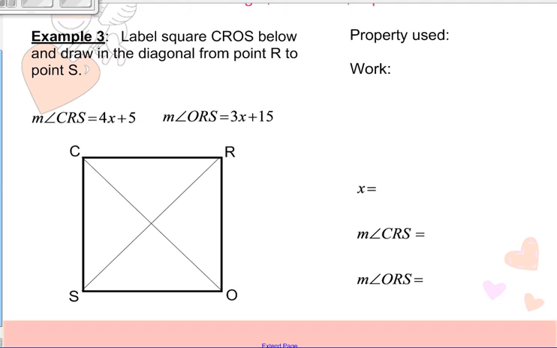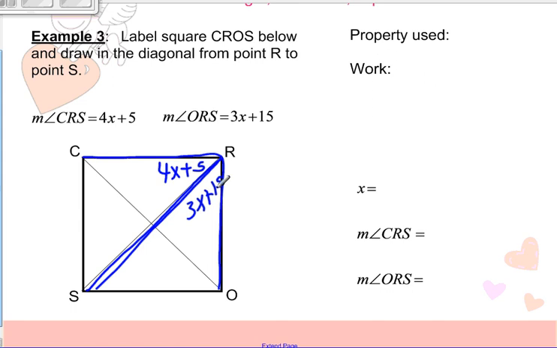Right, our third example here, we're labeling the square, and we drew in the diagonals, and we're saying that angle CRS. If you struggle to know which angle is which, please make sure you draw it in. So there's CRS, 4x plus 5. And angle ORS is 3x plus 15. Now there's two ways we could go about solving this.